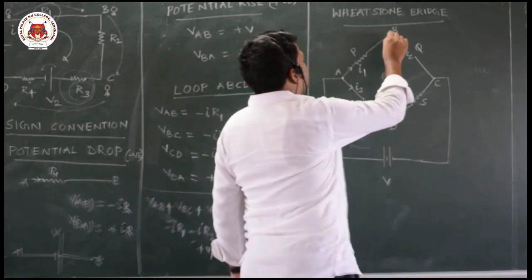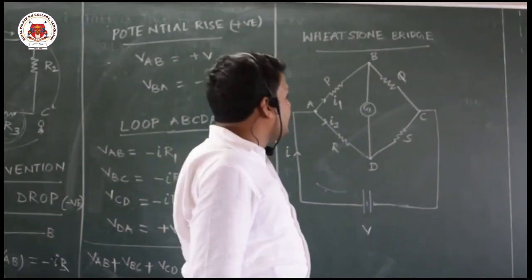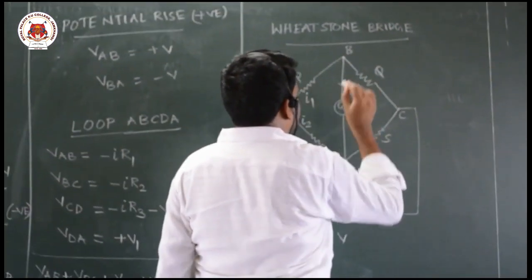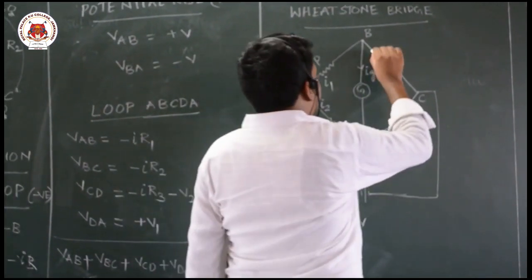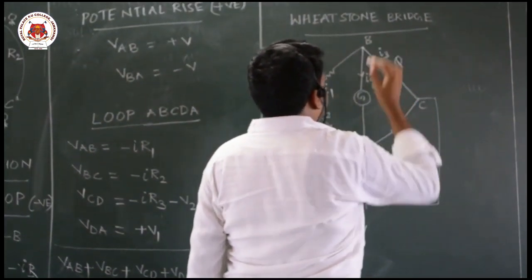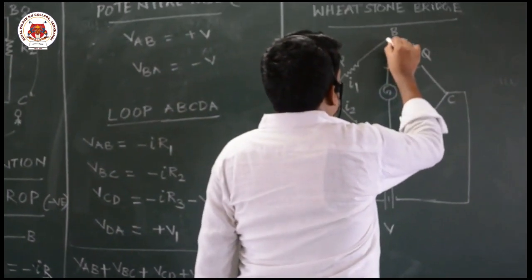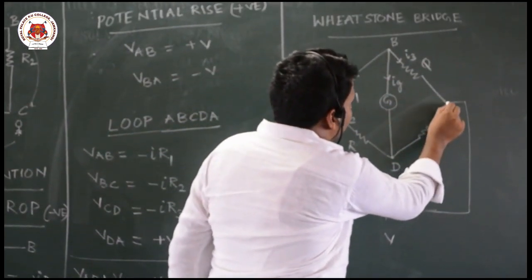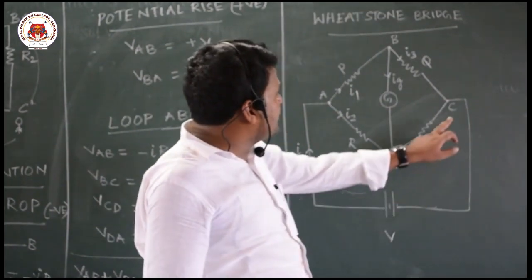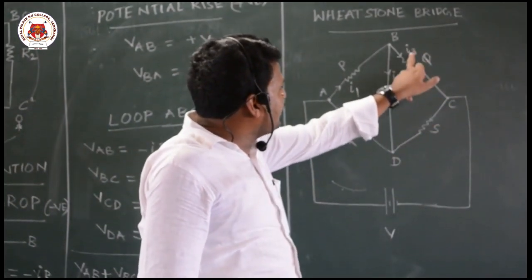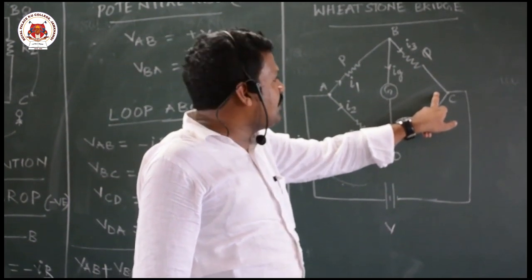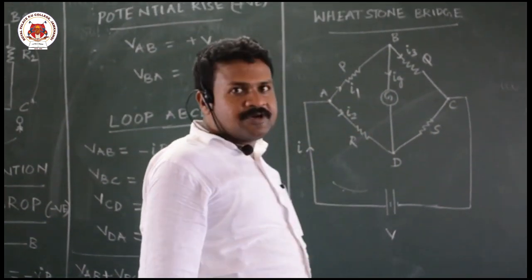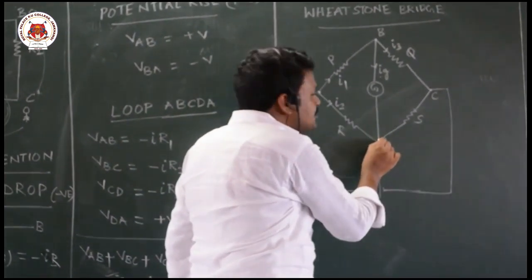Now let us come to junction B. At junction B, I1 is coming. Let us take Ig is leaving. The current through the galvanometer, I will take it as Ig. And this I will take it as I3. I1 is entering, I3 and Ig are leaving. Next, observe carefully. At junction C, current I3 is coming. And if you observe at junction D, both Ig and I2 are coming. So Ig and I2 are reaching the junction.